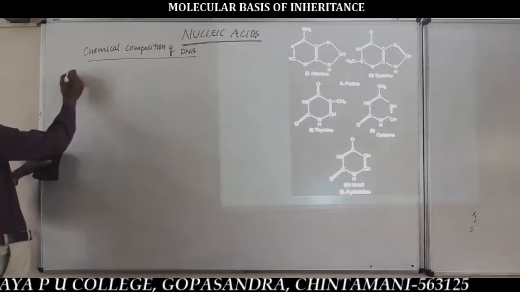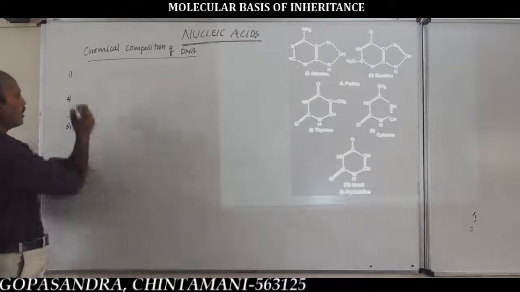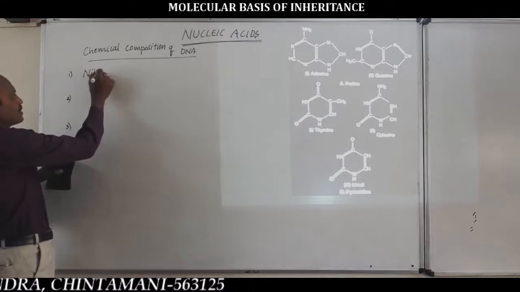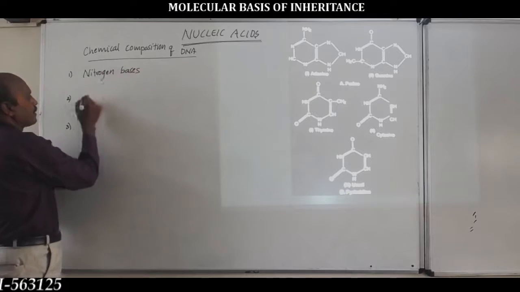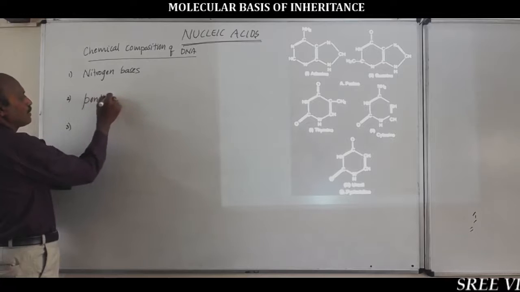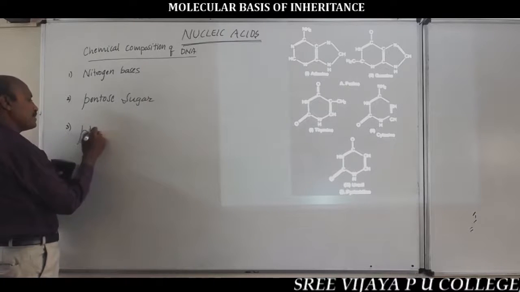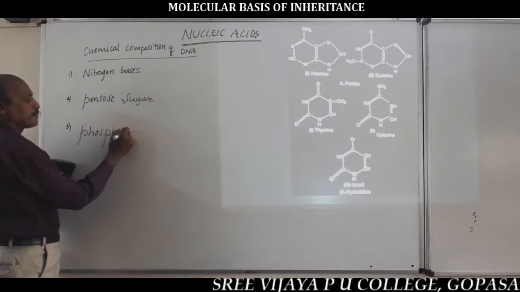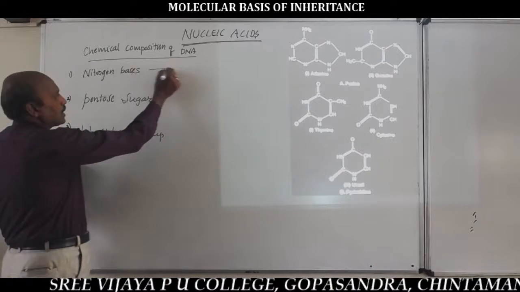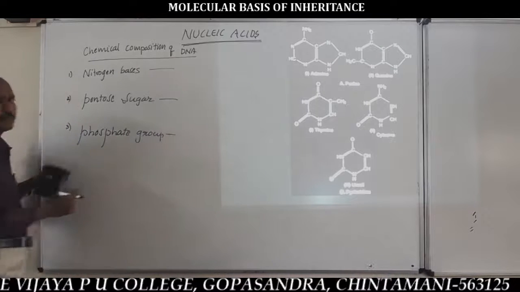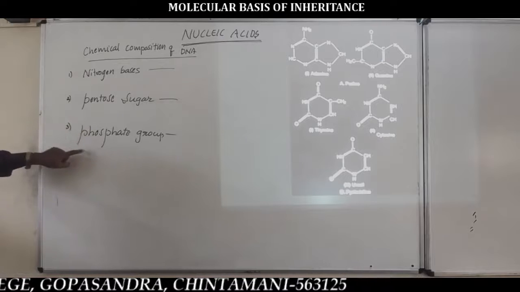Chemically, DNA is made up of three organic compounds: nitrogen bases, pentose sugar, and the phosphate group.